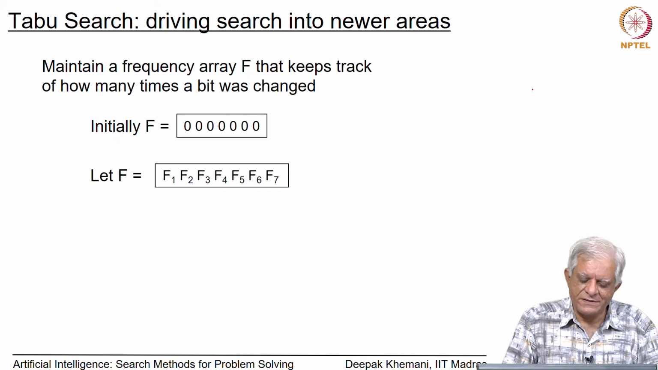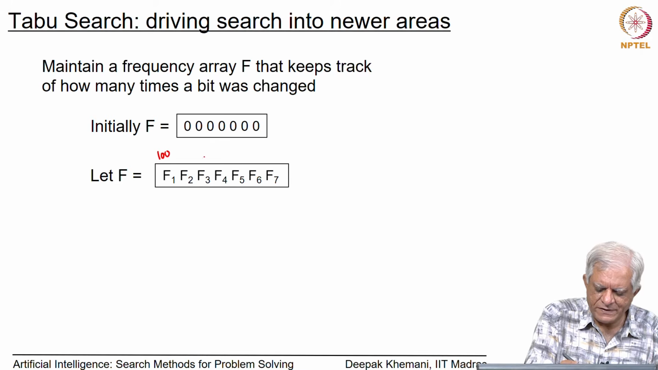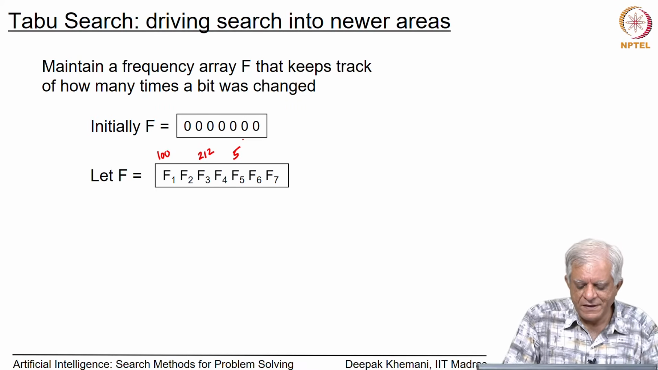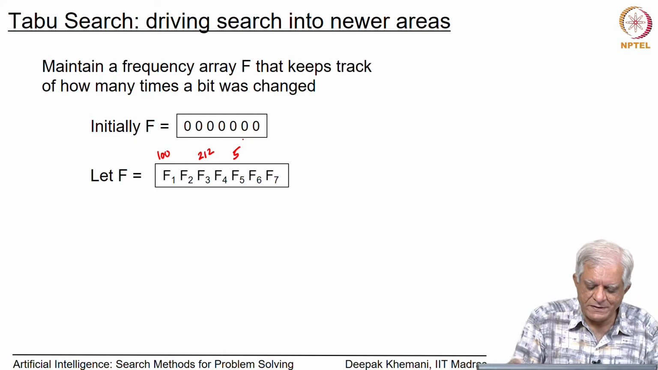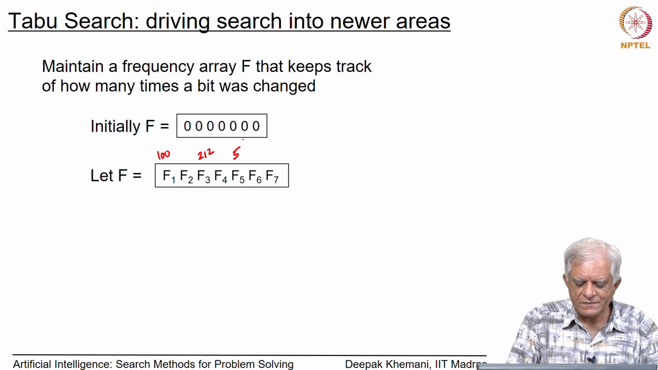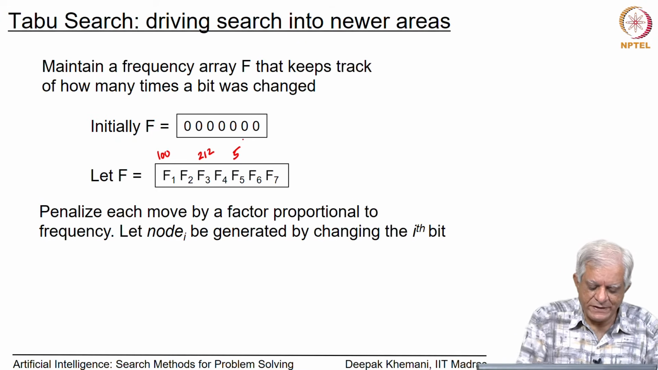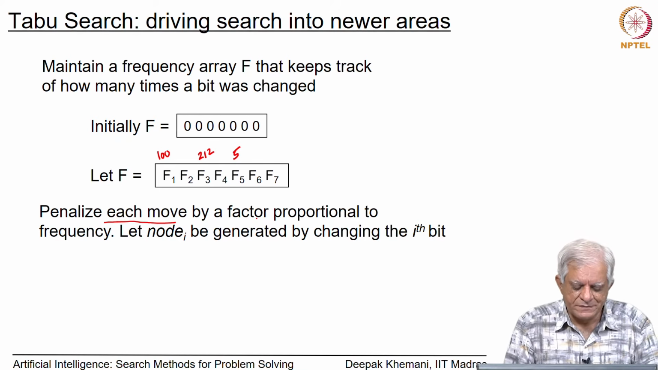And so, for example, if f1 was 100 and if f3 was, let us say, 212 and if f5 was only 5, which means you have changed f5 very few number of times, we would like to encourage this fifth bit to be changed more often essentially. How do we do that? We do this by penalizing every move by a factor which is proportional to the frequency.